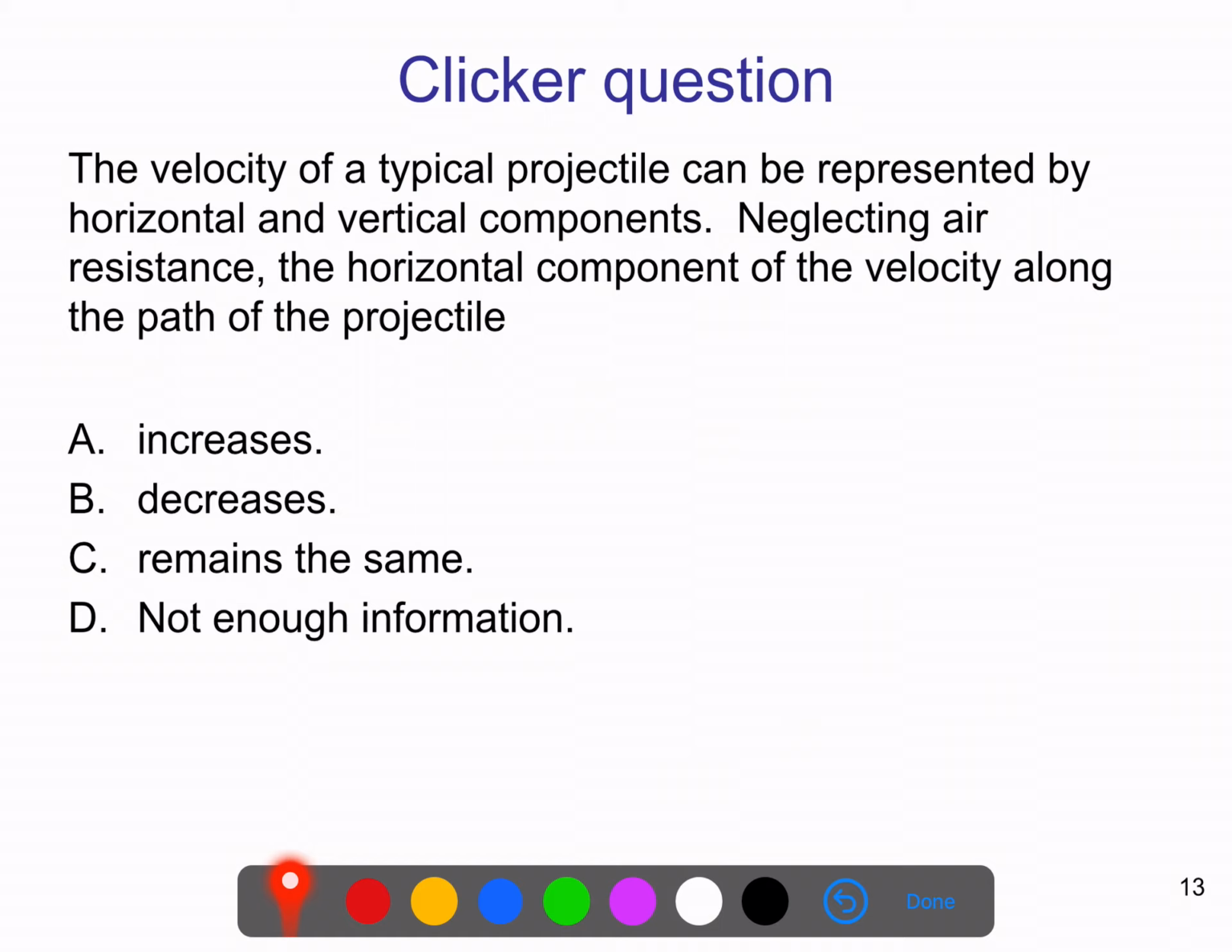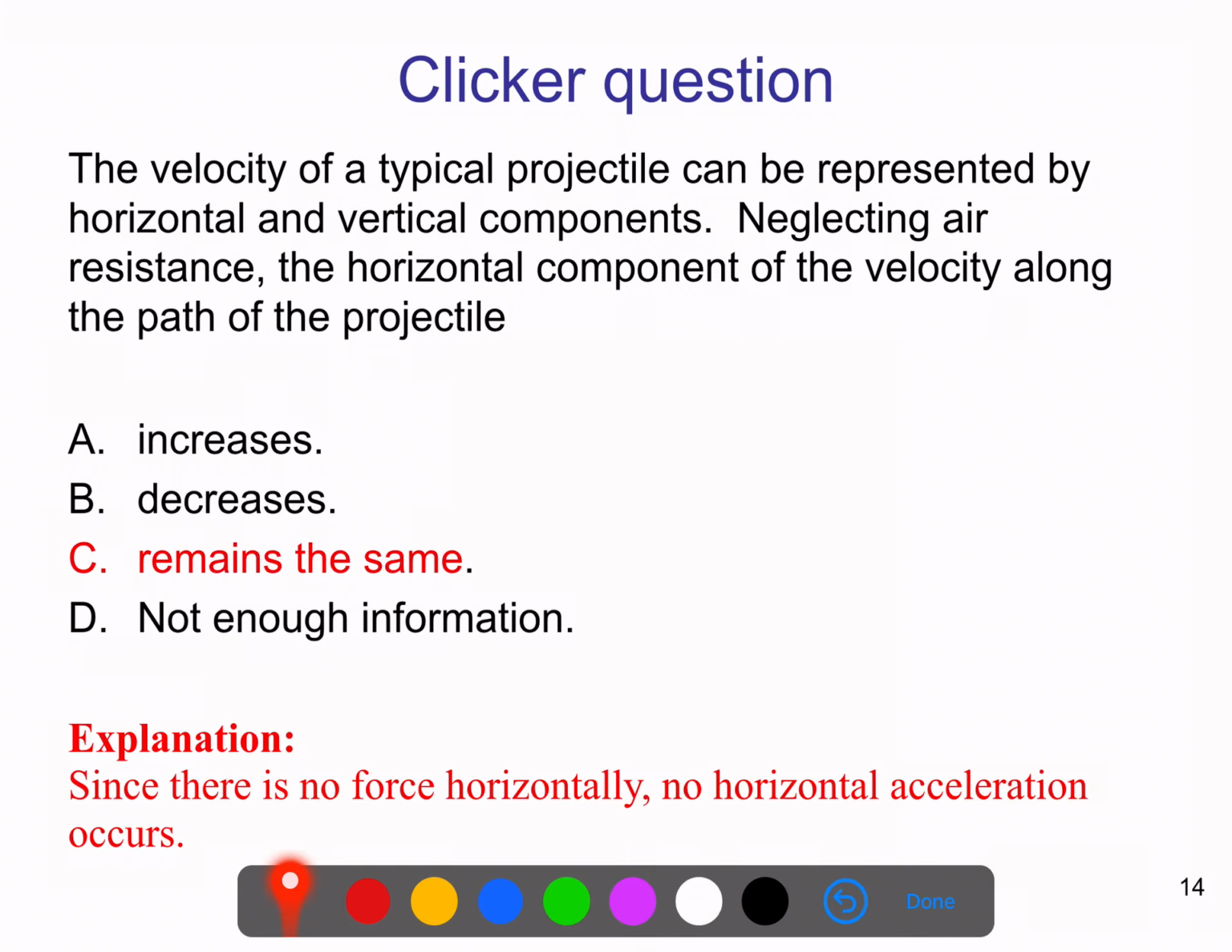So in a nutshell, if you take a look at this clicker question, go ahead and pause the video if you like. Make sure that you understand it. Whenever you have a projectile that's represented by horizontal and vertical components, what's going to be true about the horizontal component of the velocity throughout the path of the projectile? The answer to that is that it remains the same. The vertical effect of gravity cannot influence the horizontal component, so throughout the motion, the horizontal speed remains the same.